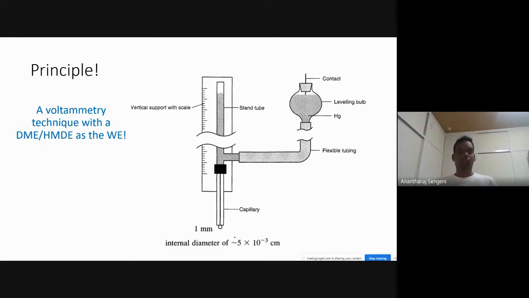Okay, so the purpose of inventing this dropping mercury electrode was different, but the ultimate application for which it was found to be useful later was even better than what it was intended to do. So that is why Professor Heyrovsky got the Nobel Prize for the development of the dropping mercury electrode and the use of the same in polarography.